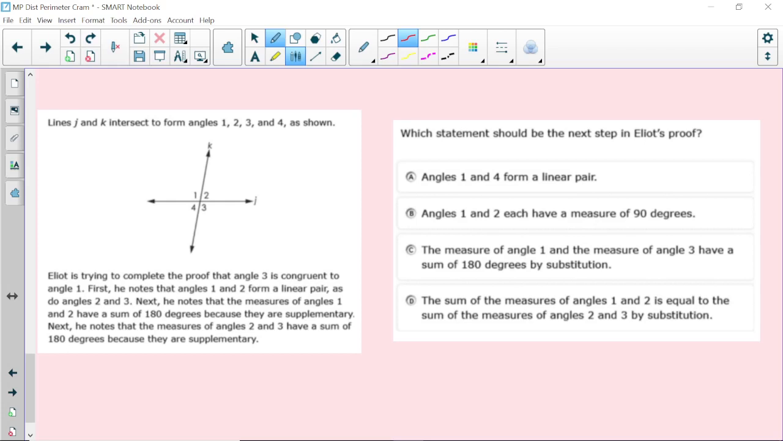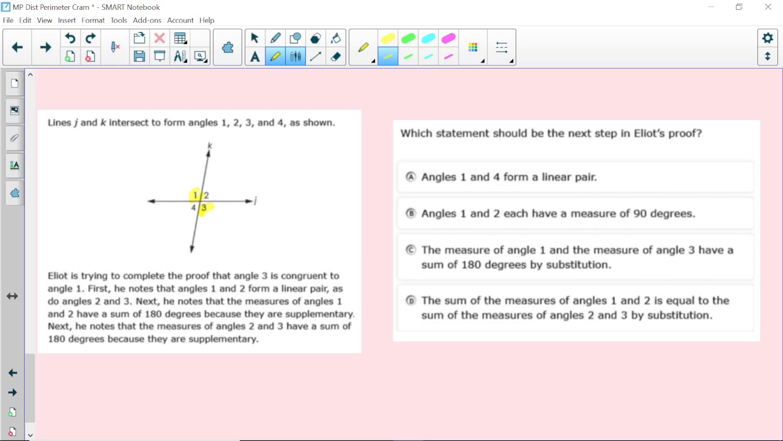We've got lines J and K intersecting to form these four angles, 1, 2, 3, and 4, as shown in the diagram. Elliot is trying to complete the proof that angle 3 is congruent to angle 1. Again, we might be able to right away say, oh, those are vertical angles, I know they're congruent. But we're going to go through this proof without the assumption that that is true. We're going to try to figure this out without using vertical angles.